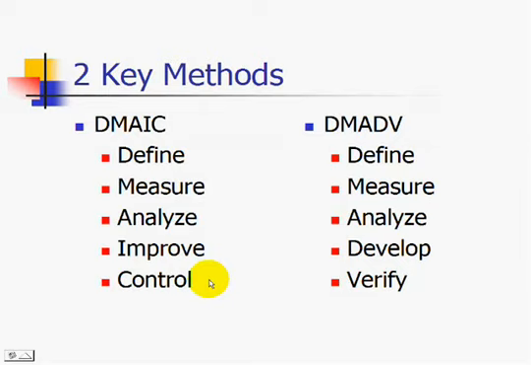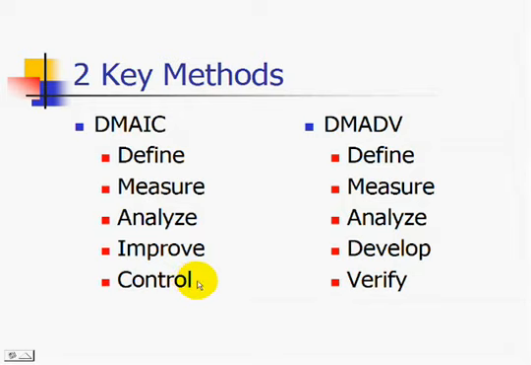So as you can see, the DMAIC is going to be for existing processes that you already have. You're going to define, measure, and analyze, and that's the same on both sides. You got to define what you're after, then you got to measure what you currently have, and then analyze it, and then you got to see how you can improve it, and then you got to put controls in to actually be able to control it from that point going forward.